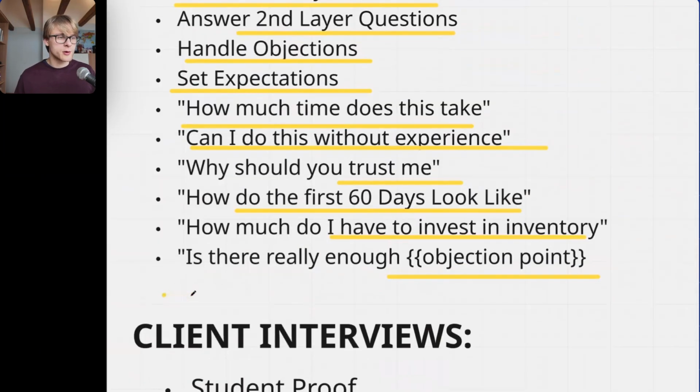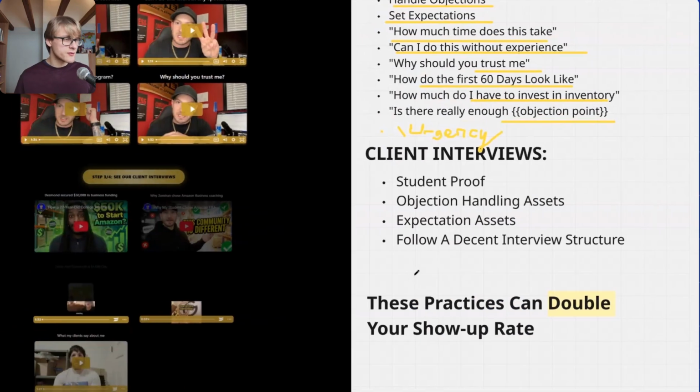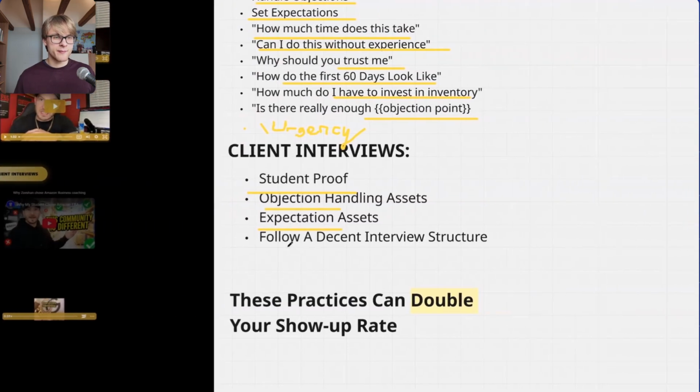And then another one that we want to add is an urgency video. Let me see if I can write with this thing. So where you say, why should I start right now and not wait? And we've seen this urgency video for other clients significantly boost their show rates. Then we have client interviews, which serve as student proof, obviously, objection handling assets, and set expectations. And then make sure you follow a decent interview structure as well. Make sure you always try to relate these client interviews to their very own prospect.